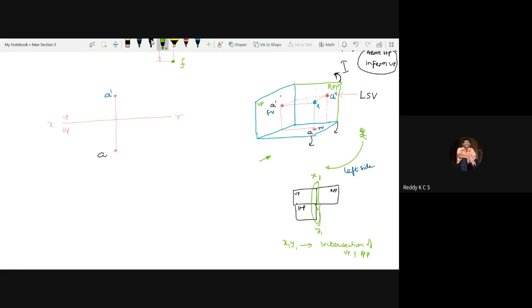So we have the xy line, which is the intersection of the vertical plane and horizontal plane, and we need to draw one more.